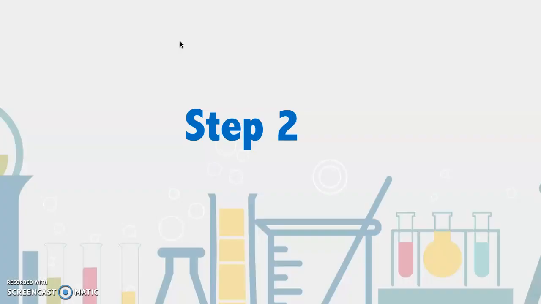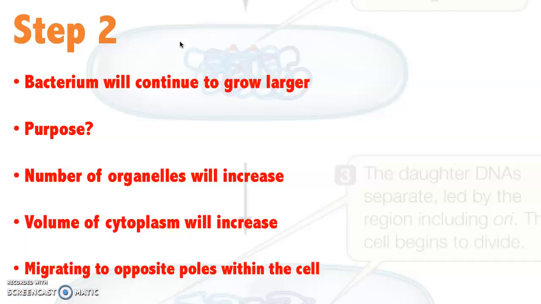Next, we're going to move on to step 2 of binary fission. Here's where it gets a little more complicated. In step 2, after the chromosomes are copied, the bacterium will continue to grow larger. It grows larger in order to prepare for the process of binary fission. Also, the number of organelles will increase, along with the volume of the cytoplasm. The physical representation of this stage looks like two strands will then migrate to opposite poles within the cell, similar to what mitosis would look like.